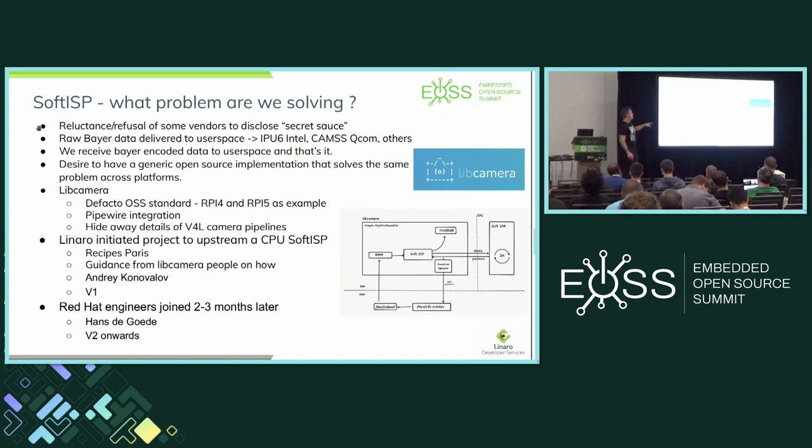So we were working away on that, and at pretty much exactly the same time, and you see this a lot in open source, I think, a MIPI camera was being produced for IPU6, and the Intel platform was in the same situation. Red Hat came along, we synced up with them, and we started collaborating to produce the final solution, which is at version 8 now, if you look on the libcamera mailing list.